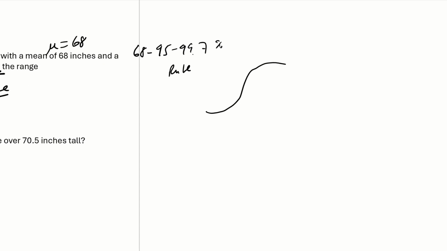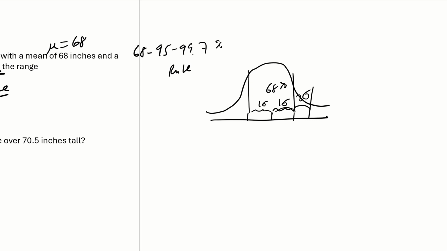And that says that if I have a normal distribution, then if I'm 1 standard deviation away on either side, that's 68%. If I'm 2 standard deviations away, 1, 2, then that's 95% of the curve. Sorry for the crude drawing here. And if I'm 3 standard deviations away, I'm at 99.7%.